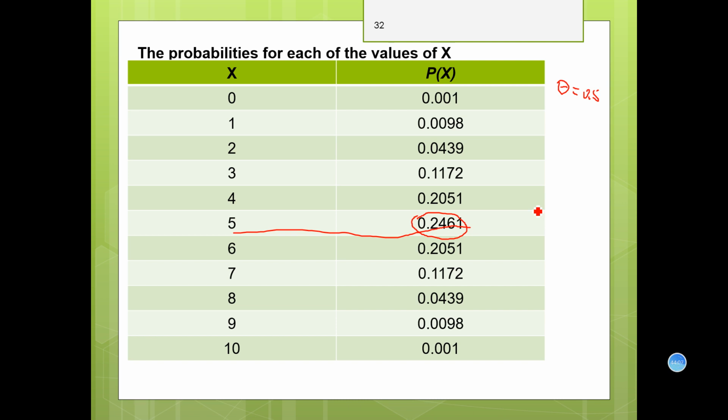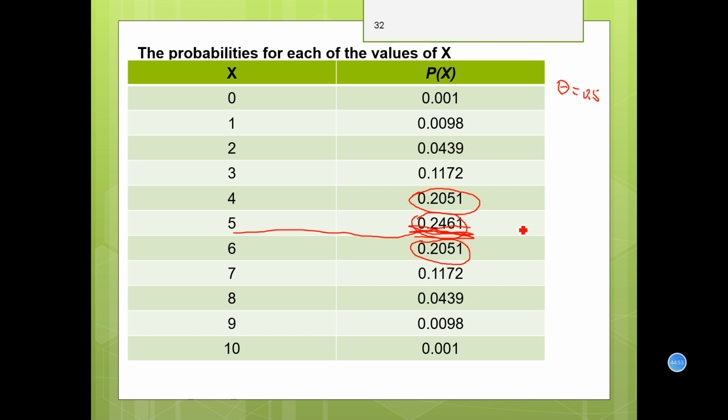But this result only occurs with probability 0.2461. Thus, it would be unreasonable to decide to play if we only obtain exactly 5 heads, since other values, such as 4 or 6 heads, are also quite likely, because we can find here when x equals 4 or x equals 6, the probability is closer to this one, right?